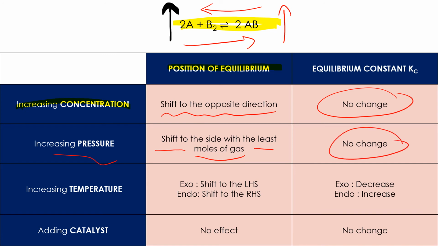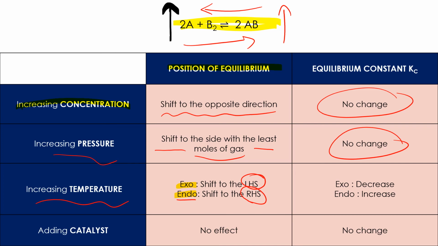and nothing will happen to Kc. Increasing the temperature is a bit tricky, so you have to be careful, because it depends on whether it's exothermic or endothermic. If it's exothermic, we have heat as a product, so when we increase heat, the reaction will respond by shifting to the left-hand side. If it's endothermic, we have heat as a reactant, so increasing it will make the reaction shift to the right-hand side toward the products.